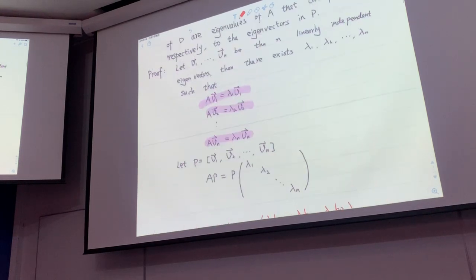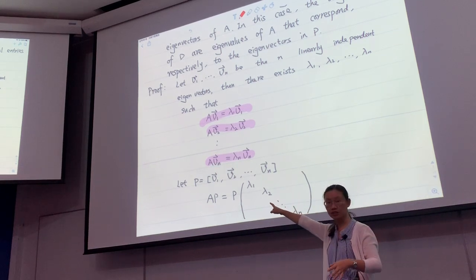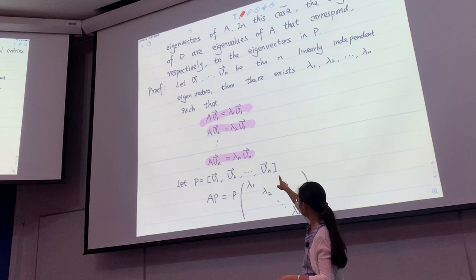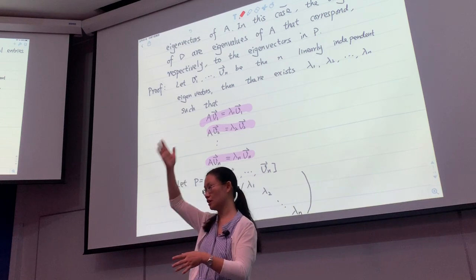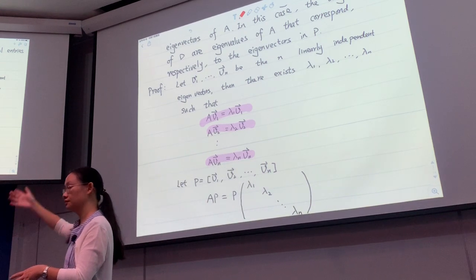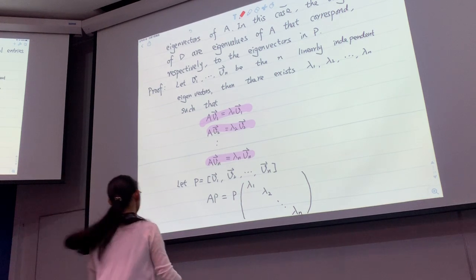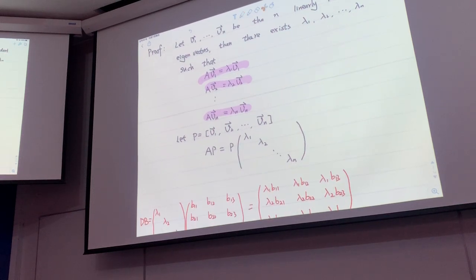Look at this formula. V1, V2, V3 are columns of matrix P, right? And here we have lambda 1 V1, lambda 2 V2, lambda n Vn. What we do is scaling for each column. That makes sense? More specifically, if you don't see it directly, I can put this one on the right here.